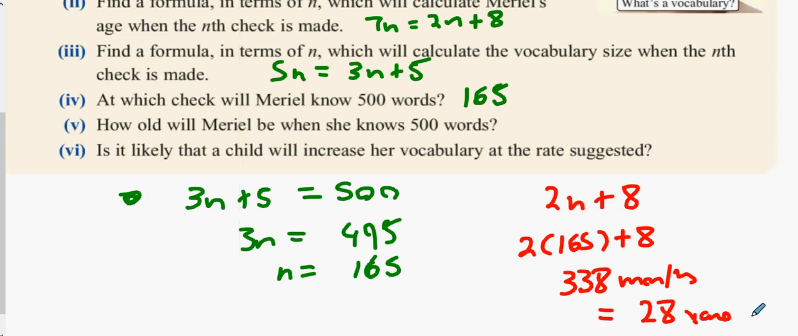Yeah, so I think we know that this question's gone a bit crazy here. After a while, the amount of words you learn is not linear, is it? Is it likely the child will increase her vocabulary at the rate suggested? Absolutely not. She's going to learn more and more words, and then when she gets older, there's not many words left to learn. So it's a weird graph, isn't it?